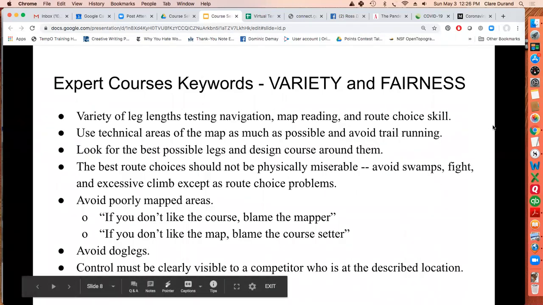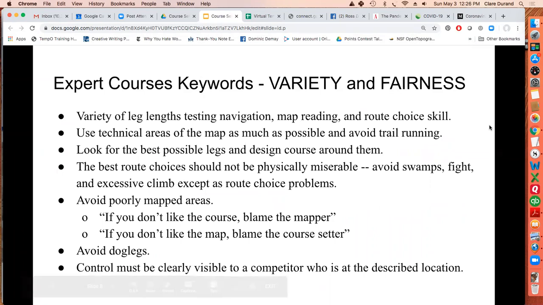Let's talk in general about expert courses. So the keywords for expert courses are variety and fairness. People doing expert courses want things to be different. They don't want every leg to seem the same. So you want to try to look for whatever things there are in the terrain you're using to make different legs different. Don't have them all be the same length. Some longer ones, some shorter ones.